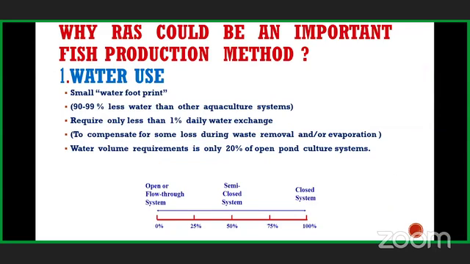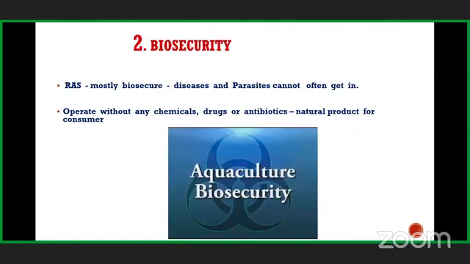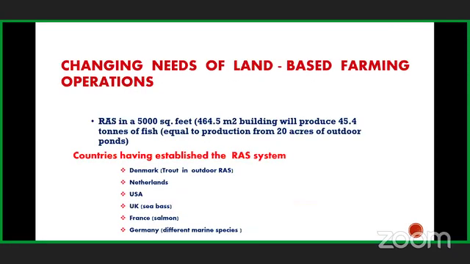Based on the data I told in the previous slide, let's see the advantages of RAS one by one. Basically it uses less water, reducing water usage by 90 to 99 percent. Coming to biosecurity, it is a highly secured environment, so in a controlled system you can control disease, and there are very few chances of disease. To achieve around 45 tons of fish production, you need around 20 acres of outdoor pond area, and in comparison you need just 5,000 square feet to achieve the same production. So you can understand that we can achieve such high production in a short duration.